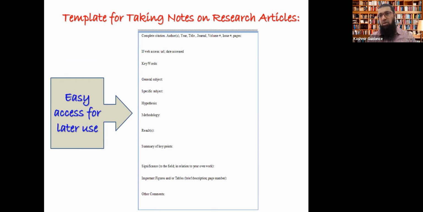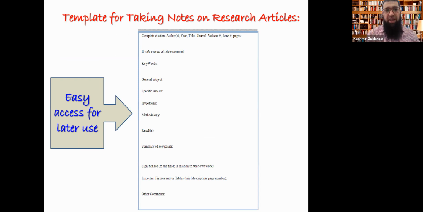This is the template which I always told my students to make while reading a research paper, because most of the time they read the research paper, cram it, get some points, and that's it. Now I told them to make this type of sheet.